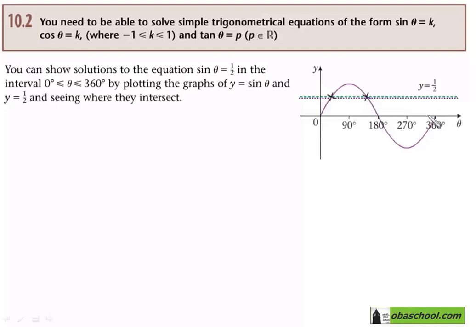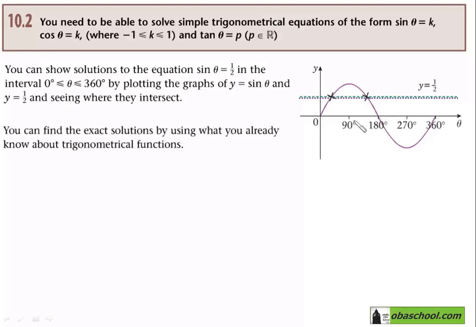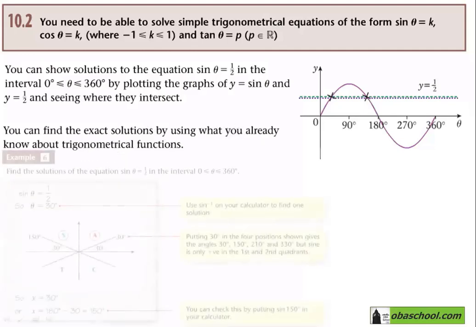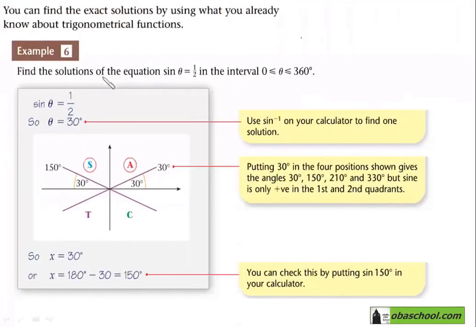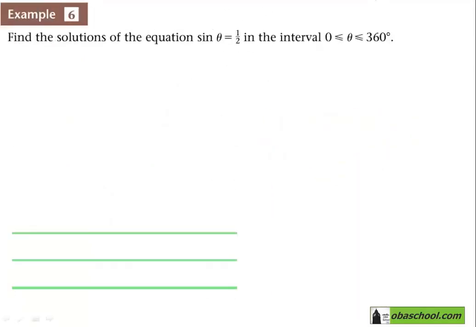Pay attention that there is an alternative method that we can use. You can find the exact solutions by using what you already know about trigonometrical functions. We will see this method by solving this example. Find the solutions of the equation sin theta equals half in the interval where theta is between 0 and 360 degrees. Pay attention that we have the word solutions. That means we could have more than one angle which satisfies the relation that sin theta equals half. Let's start. Sin theta equals half, while knowing that theta is between 0 and 360 degrees.